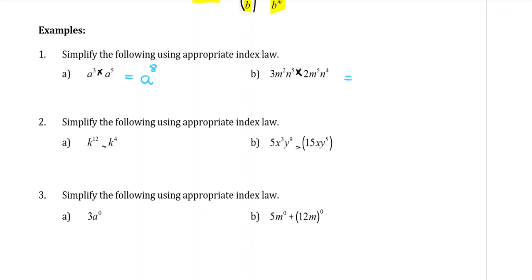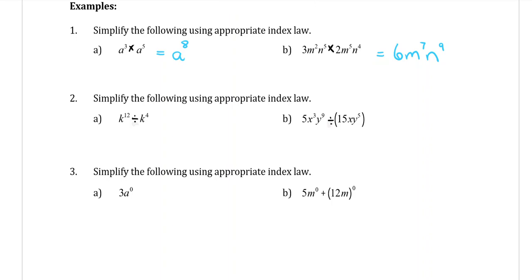Part B, if we have numbers out the front, we need to multiply those together first. 3 times 2 is 6. m is the first base, and I add the powers. 2 plus 5 makes 7. n is the second base, and 5 plus 4 makes 9.